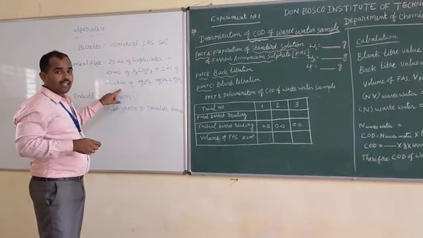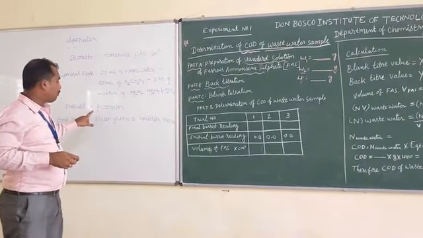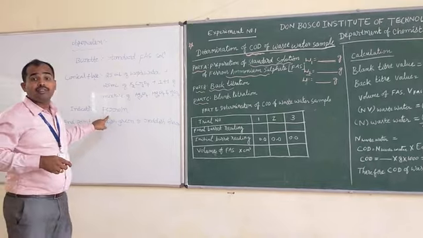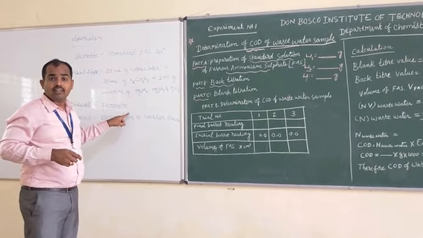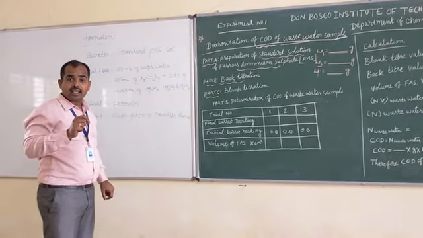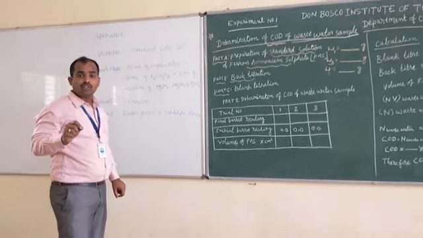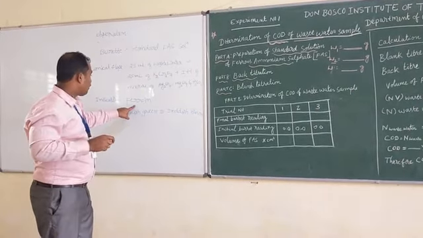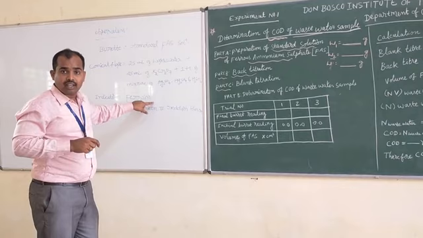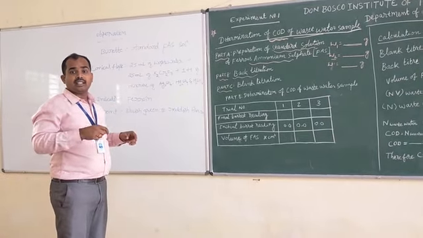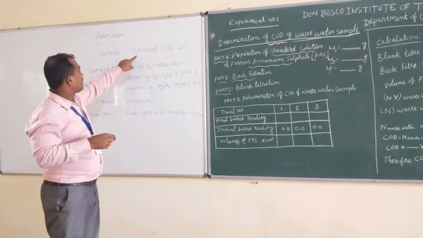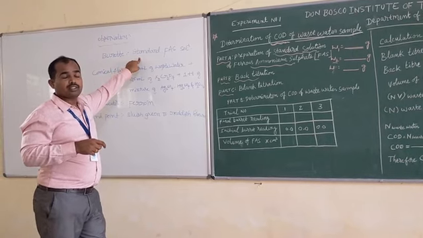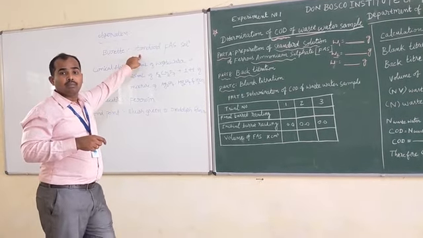Then after adding that, we have to add 1 to 2 drops of the ferroin indicator. Here the ferroin indicator is red in color and is in the reduced form. Then after adding the ferroin indicator, we have to titrate the solution against the standard ferrous ammonium sulfate solution taken in the burette.